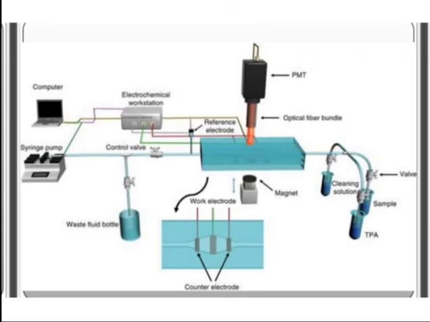Ruthenium and TPA form the complex, and there is the emission of light. That light passes to the photomultiplier tube, and the photomultiplier tube detects the signal, and this signal is transferred to the computer, means computer is a readout device. Here is the reference electrode, and the counter electrodes are there, or the working electrodes are there.